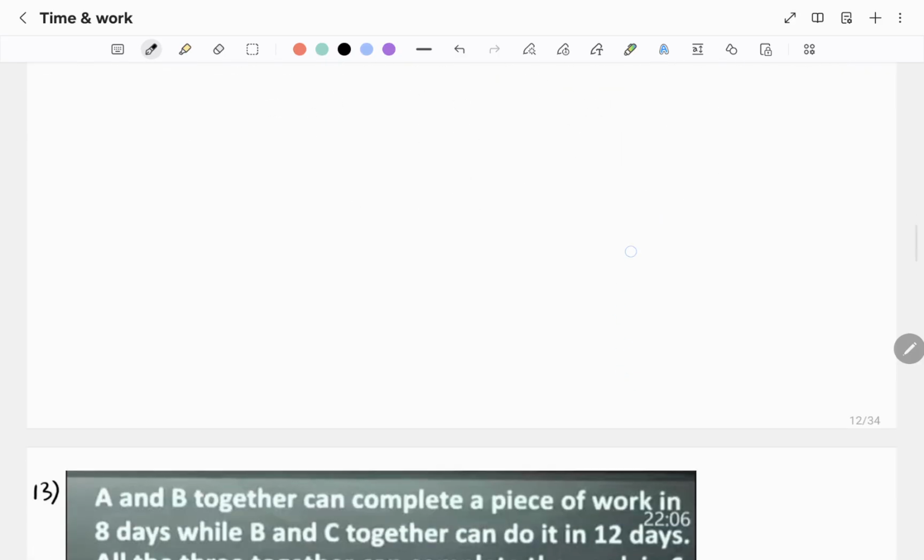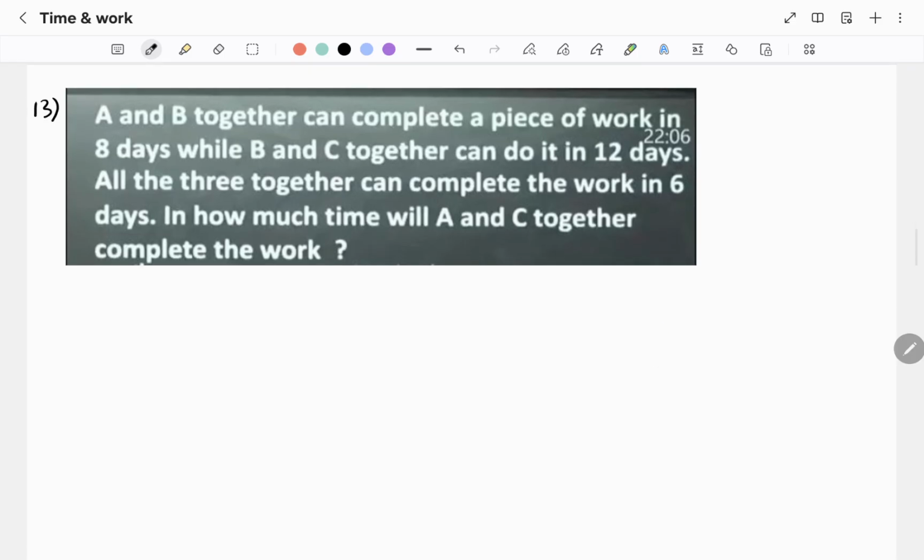Okay. Same similar type, we have already done that. A and B together can complete a piece of work in 8 days. A, B 8 days. B, C 12 days. All three together can complete the work in 6 days. Okay, here AC is not given. ABC 6 days. So total work is equal to LCM of 24, 3, 2, 6, 4.